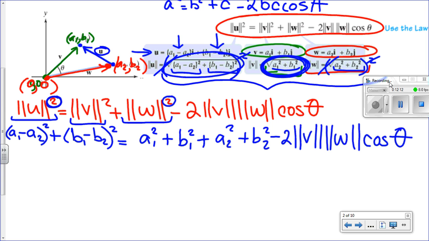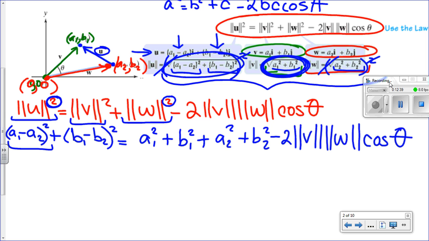Okay, so far that's all I needed to do. Now what I'm going to do is expand the left side. Remember that I have something like that binomial times itself. So what I'm saying is that I have a sub 1 minus a sub 2 times a sub 1 minus a sub 2. And so when I do that, I'm going to end up with a trinomial.